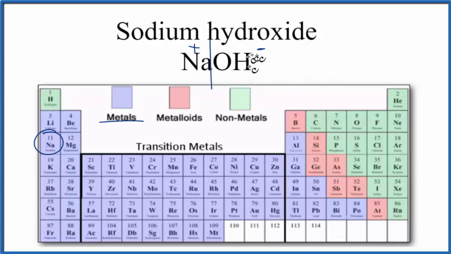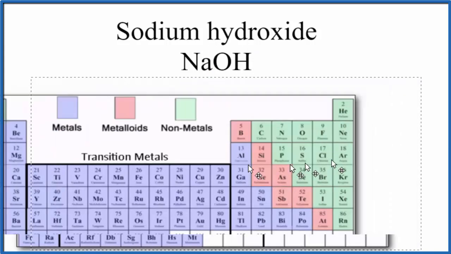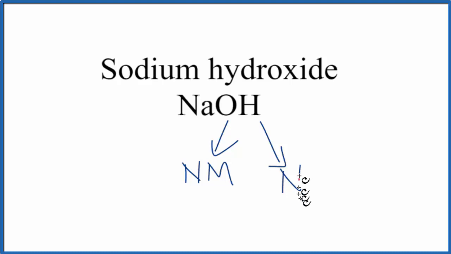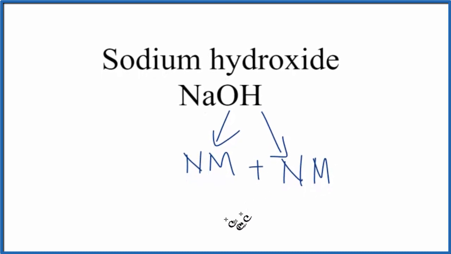Let's talk for just a moment about the hydroxide ion. So the bond between the sodium ion and the hydroxide ion, that's ionic. But with the hydroxide ion just by itself, oxygen, we said that's a nonmetal. Hydrogen, we said that was also a nonmetal. And if we have a nonmetal plus a nonmetal, that is a covalent bond, also called a molecular bond. So the bond between the oxygen and the hydrogen in the hydroxide ion, that's covalent. But the bond between the sodium, the metal, and then this whole hydroxide ion itself, that's ionic.